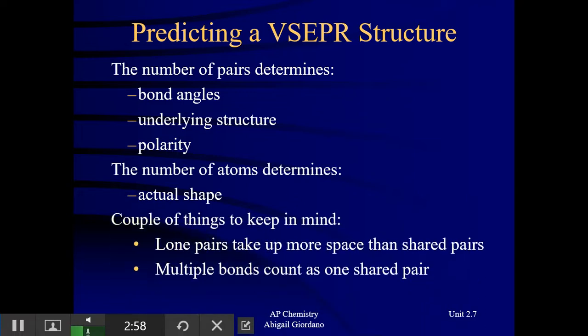A couple of things to keep in mind before we get started. In a Lewis structure, we always have shared pairs. We also have lone pairs. We'll come back and revisit this statement again, but just keep in the back of your mind that lone pairs take up more three-dimensional space than shared pairs do. One other thing to keep in the back of your mind: when you have a drawing that has a multiple bond, a double or a triple bond, shape-wise, that is going to count as just one shared pair. And I'll show you what I mean in just a moment.